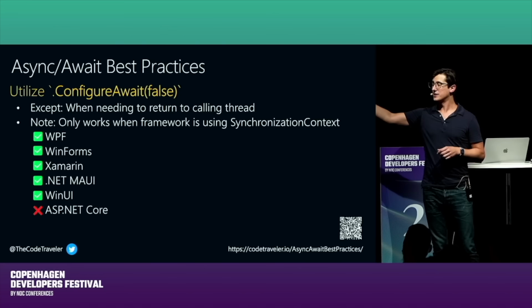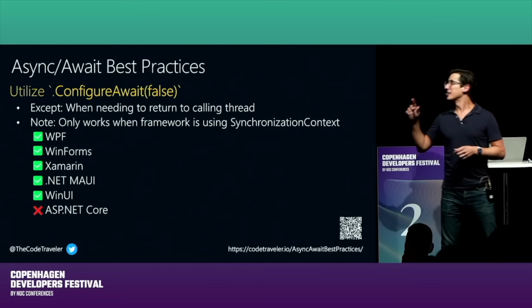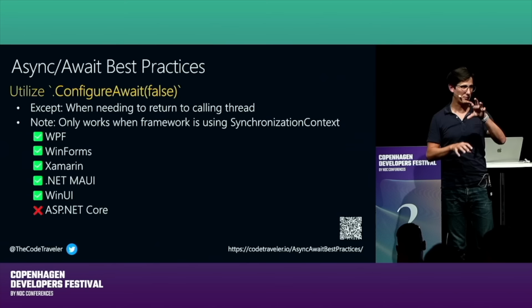If there is no synchronization context, like for example, ASP.NET Core doesn't have a synchronization context, you can still use .ConfigureAwait(false). I actually do. It's partly out of habit and partly best practices, because I copy paste code from a lot of places. So I just want to follow best practices. I still use it in ASP.NET Core.